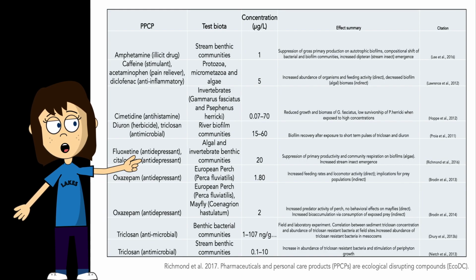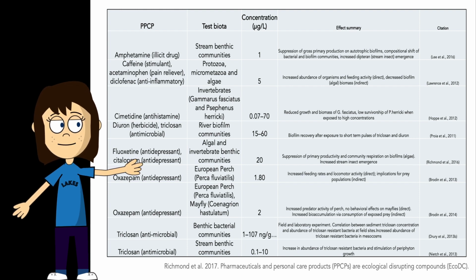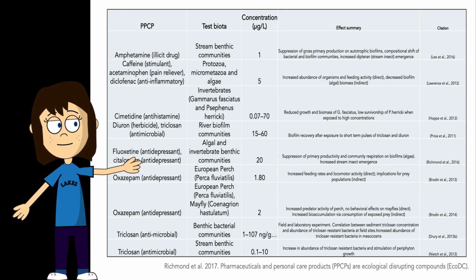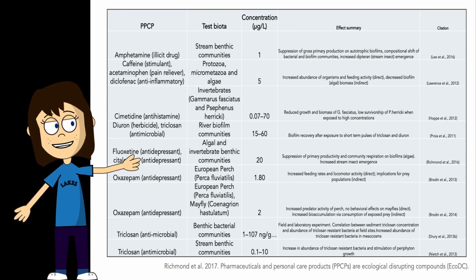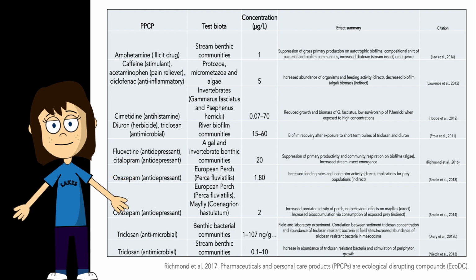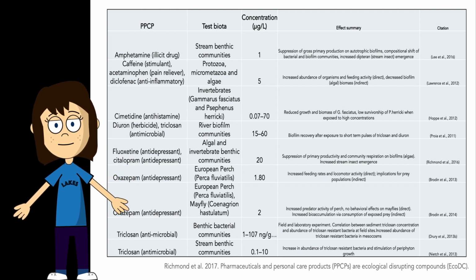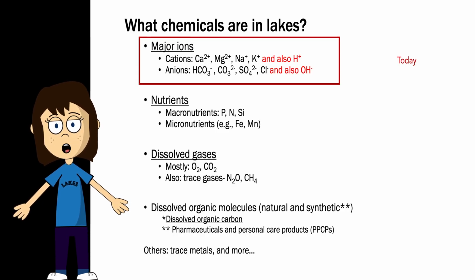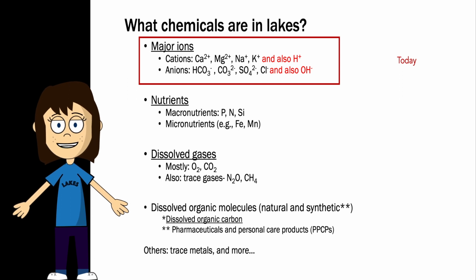And we're finding more and more often that if you analyze water for pharmaceuticals, you'll find a wide range, from illicit drugs like amphetamines and cocaine, to stimulants like caffeine, pain relievers like acetaminophen, and also anti-inflammatories, antimicrobials, antidepressants, and other products like herbicides. But here we're going to focus mostly on the major ions that we find in freshwater environments, and we're going to focus on nutrients and dissolved gases in later videos.